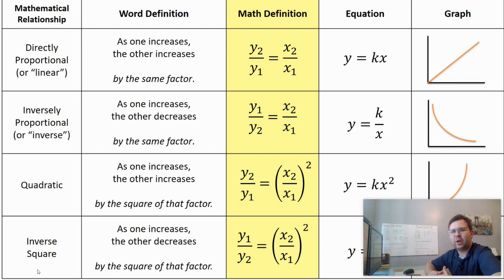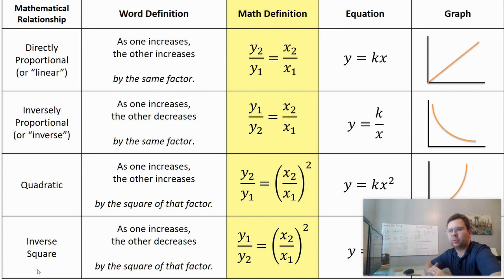Hi, in this video, we're going to be reviewing the four most common mathematical relationships we find in physics. So here are the four relationships. We have directly proportional, inversely proportional, quadratic, and inverse square. And I have alongside here their word definitions and their math definitions.